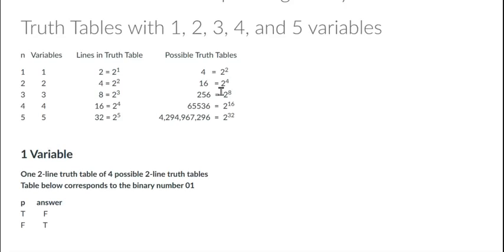The first one we want to look at is with one variable, and we see that P is that variable and it can be true or false, and then there can be 4 different answers, and one particular answer would be false true. In this case we see that we'll list trues first and then the falses.